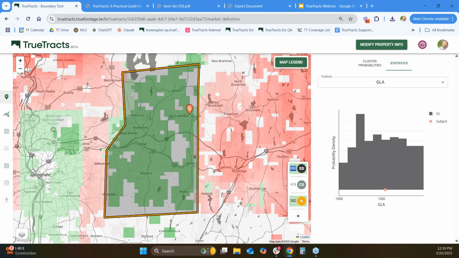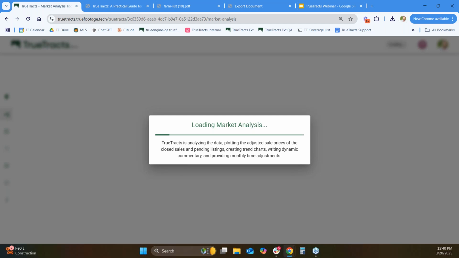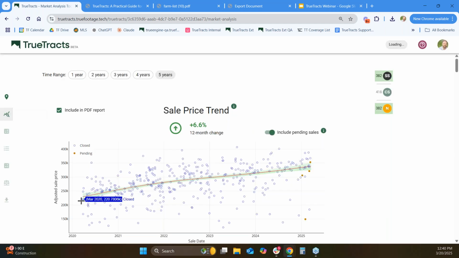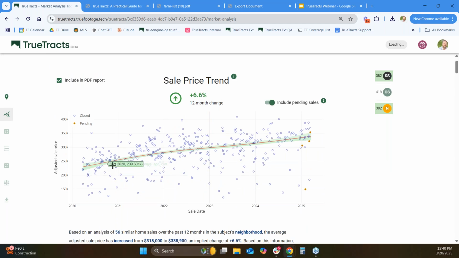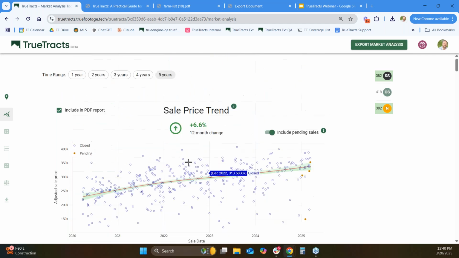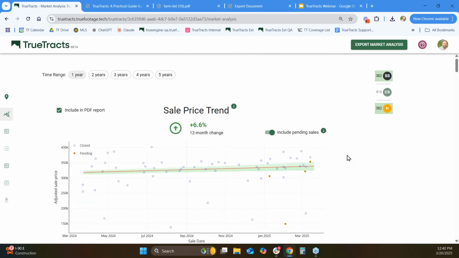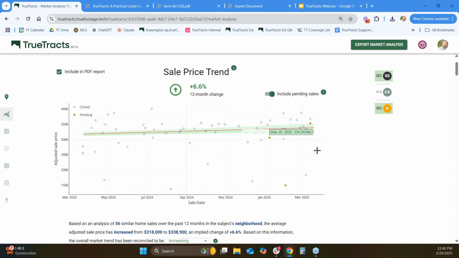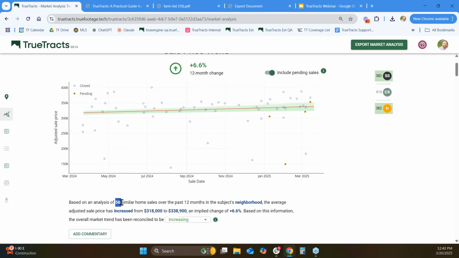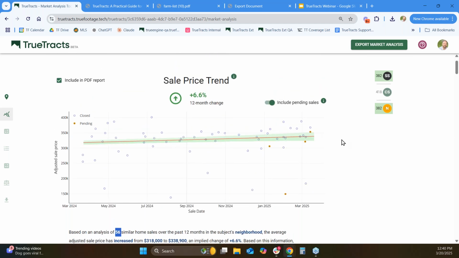And then we have some more properties in this CS. So if I move over here to market analysis, we have a 5-year trend, which looks like almost every other market during COVID. And then we can zoom in to 1 year and we can see what that trend looks like. And look, there's 56 properties. These are similar homes with similar features, selling for similar prices. And I feel really good about this trend line.